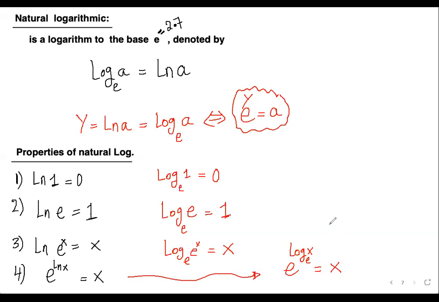Okay, any question for this? Do you have any question for these properties?